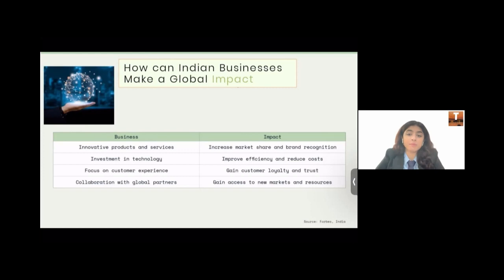Next is implementing sustainable practices. So embracing sustainable business practices such as responsible sourcing, eco-friendly manufacturing processes, and social responsibility initiatives. This demonstrates a commitment to environmental and social stewardship, which is highly valued in the global marketplace. Third would be establishing strong partnerships. So collaborating with global companies, for example, forming strategic alliances and partnerships.